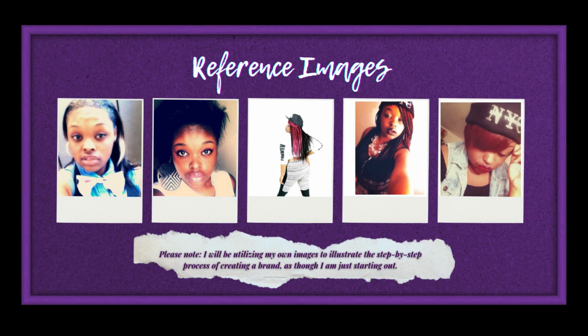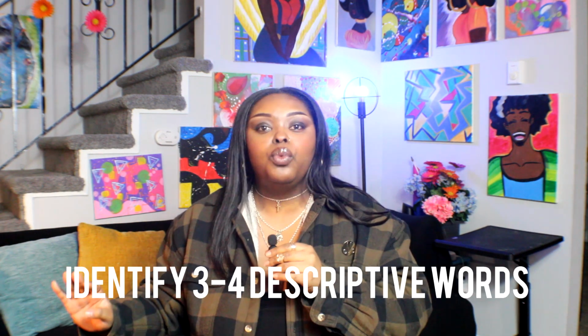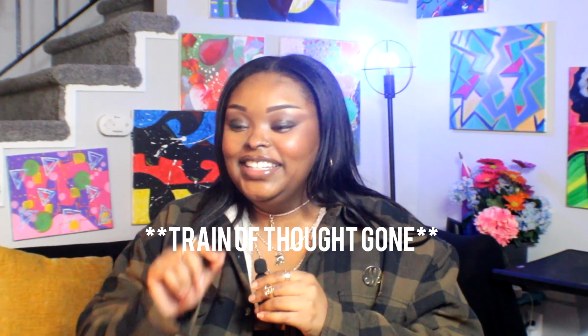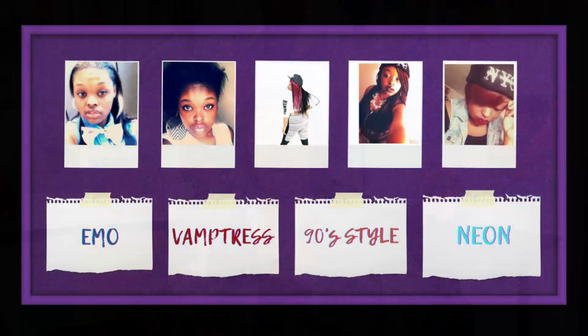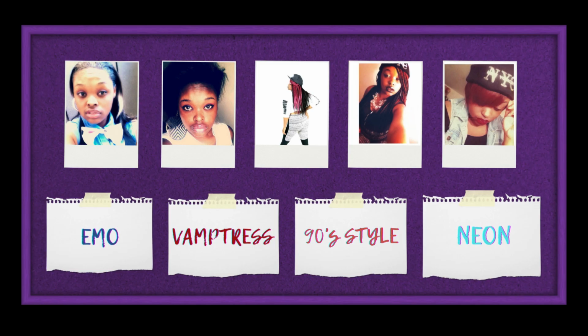If you're seeing what I'm seeing here, I'm going to look at these pictures and give it 3 to 4 words. Now, knowing who I was at that time, I can kind of go off the top of my head, but you guys may have to look a little deeper. Dig a little deeper to find out who you are, I guess. 4 words. I'm going to go with emo, 90s style. I'm going to put those together. 90s style, vampire or vamptress, and then neon.